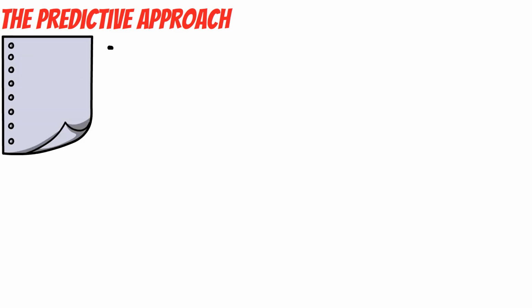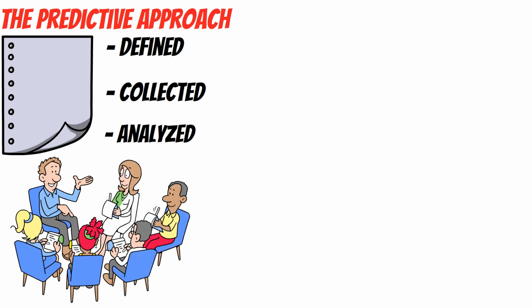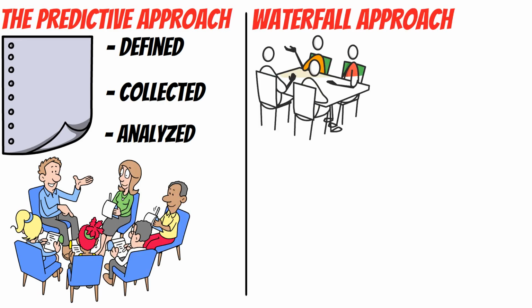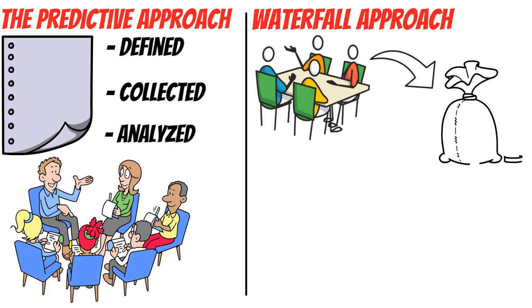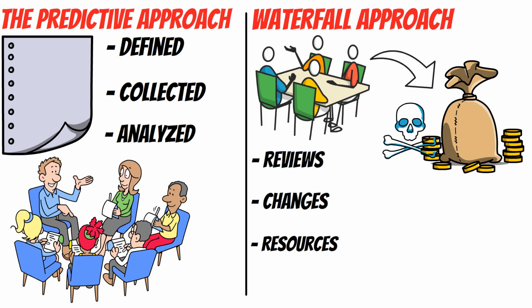Three commonly used approaches are used. The predictive approach is useful when the project and product requirements can be defined, collected, and analyzed at the start of the project. You may hear this also called the waterfall approach. Organizations tend to use this when a significant investment is involved and/or a high level of risk that may require frequent reviews, changes, resources, etc.